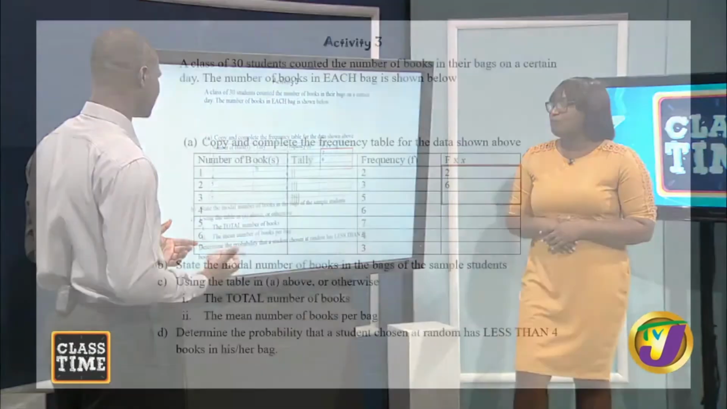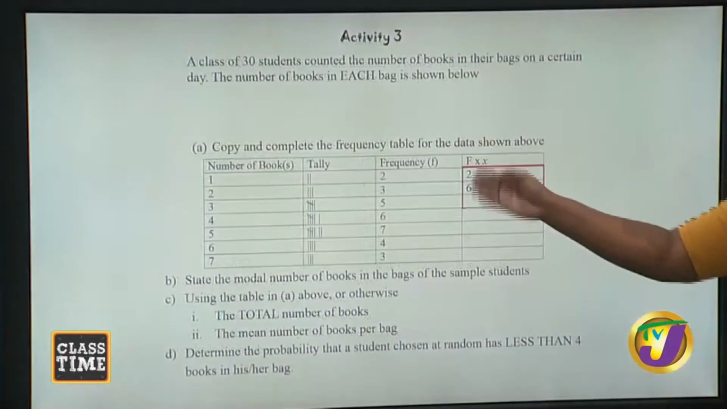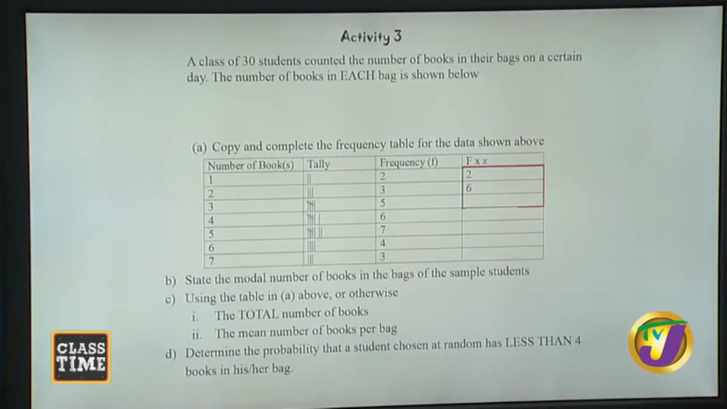All right, so when we reach 5, we realize that we have 4 vertical, and then we use the 5th one to go across. So we put that in a bundle. So we have 1 bundle of 5. So we had 5 people with 3 books in their bags, right? And the table continues on. So we notice the frequency here. If you notice, the tally column and the frequency column, they're the same thing. I wonder if you guys ever paid attention to that before.